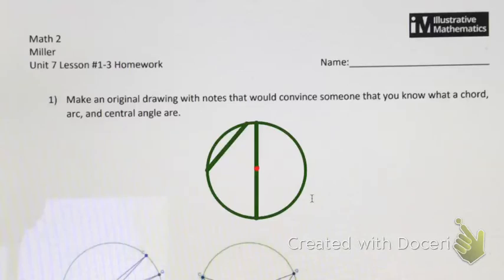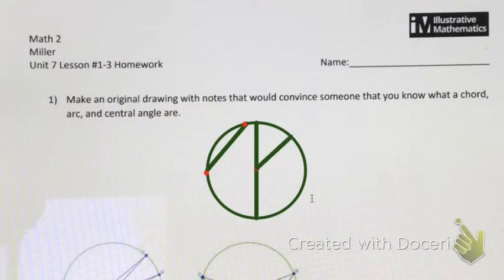So use this video now that you've done the homework and taken a quiz to go back and review your homework and take a look at what little areas you might need a little work on. This first question is mostly just proving to someone what a chord, an arc, and a central angle are.